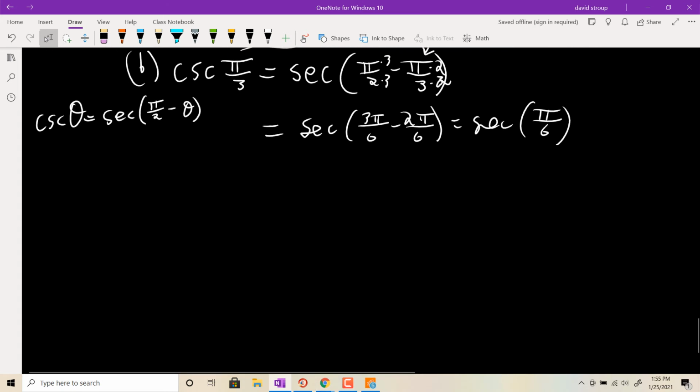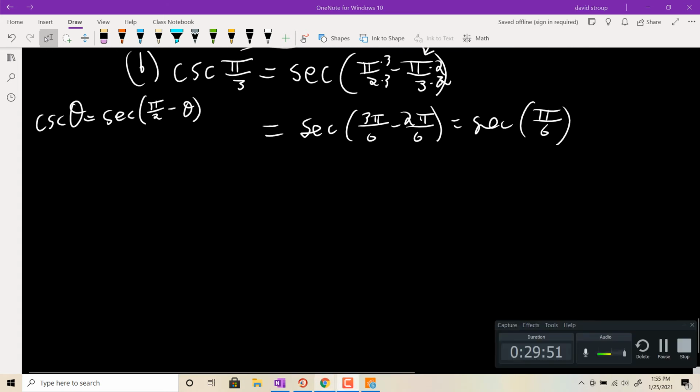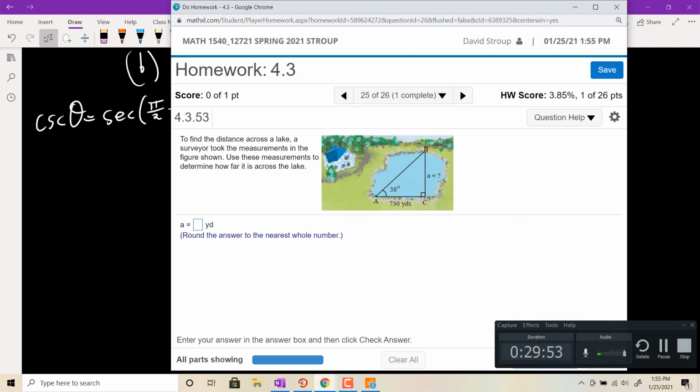Let's look at some application type problems. Let's see if I have an application set up for us. Sure. Find the distance across the lake. A surveyor took measurements in the figure shown. Use these measurements to determine how far it is across the lake.